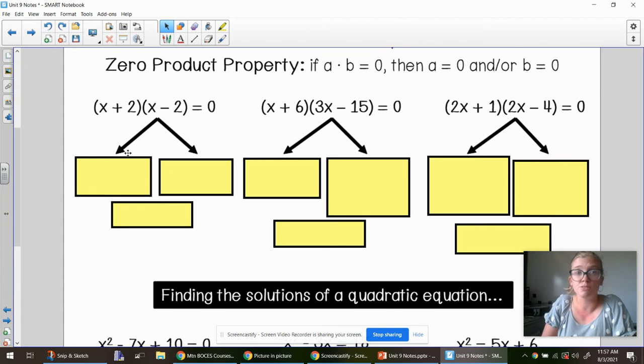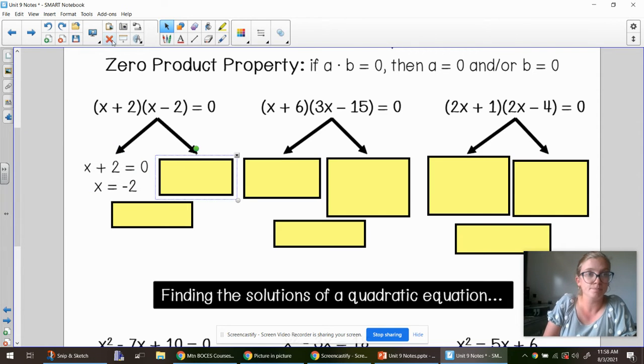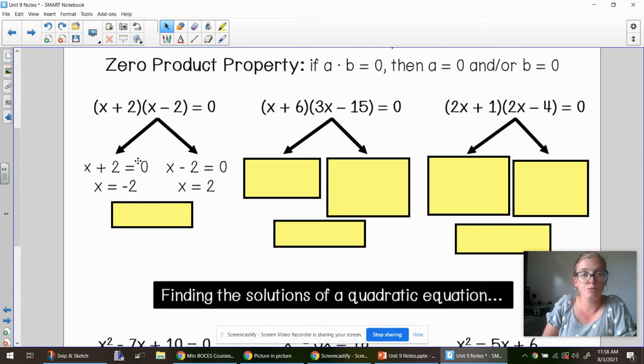So let's practice with the zero product property first, then we'll apply it to a quadratic equation. Here I have x plus 2 times x minus 2 equals 0. Well, I've got two things multiplied to equal 0, so I'm going to set each of them equal to 0. X plus 2 equals 0, subtract 2 on both sides, so x equals negative 2. X minus 2 equals 0, add 2 on both sides, x equals positive 2. So the two solutions of x are negative 2 and positive 2.